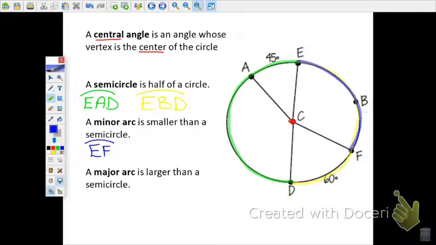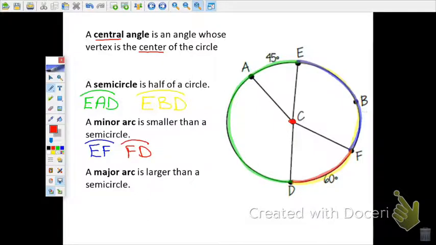What would be another example of a minor arc? Lots of them in the picture. FD. FD would be another example of a minor arc.